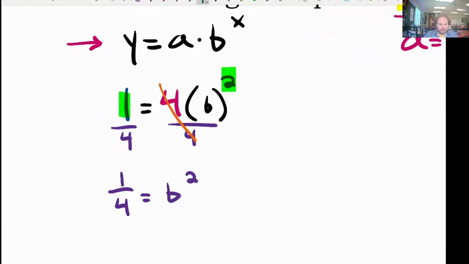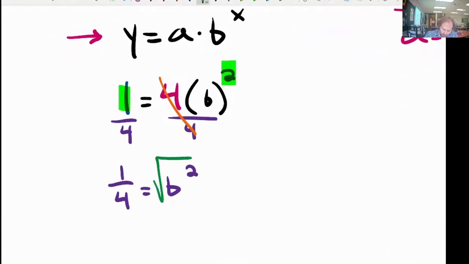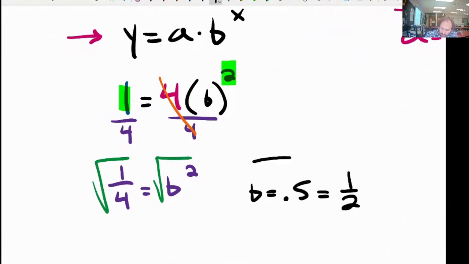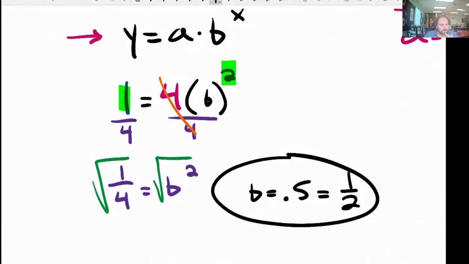And then the thing that we did learn today in class is that in order to get b squared by itself, you have to get the squared out of there. What we're going to do is take the square root of both sides. So you're going to go on your calculator and do the square root of 1/4. Your calculator is going to tell you probably 0.5, but I really want you to see that that is 1/2 because 1/2 times 1/2 is 1/4.